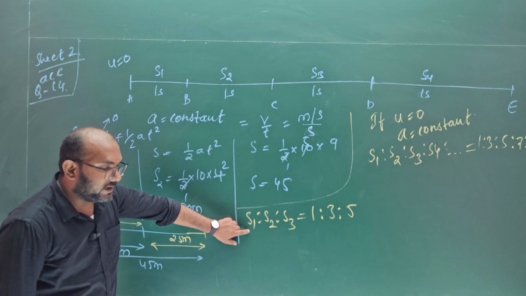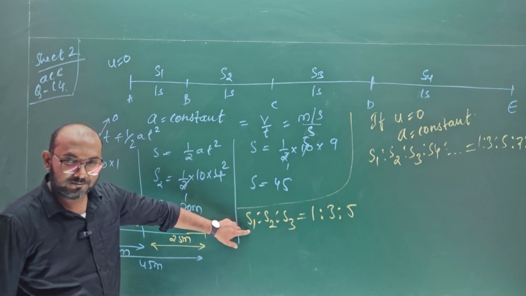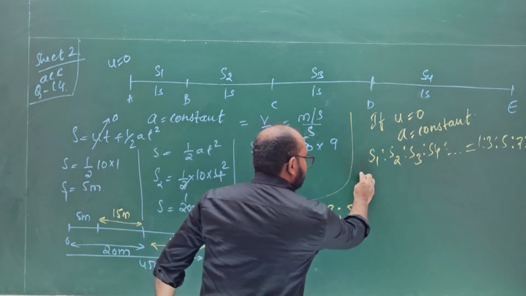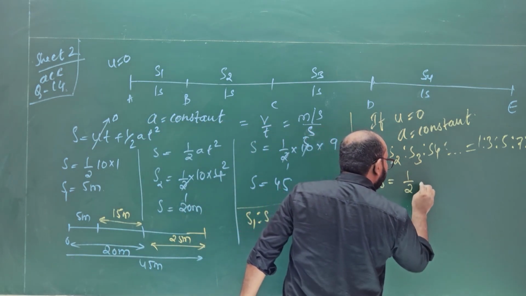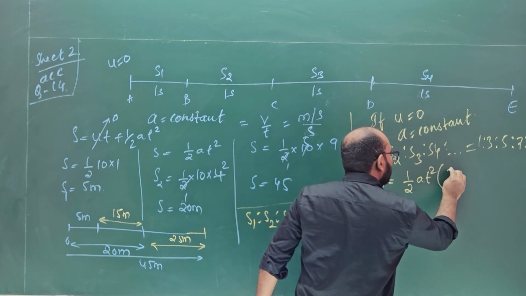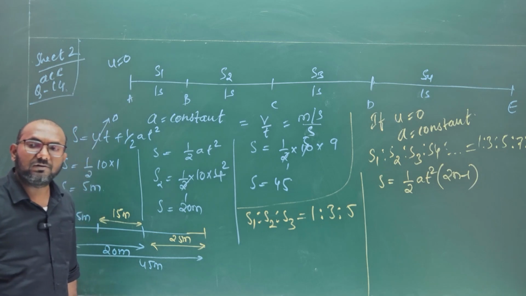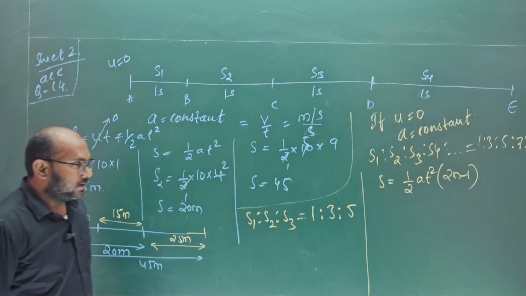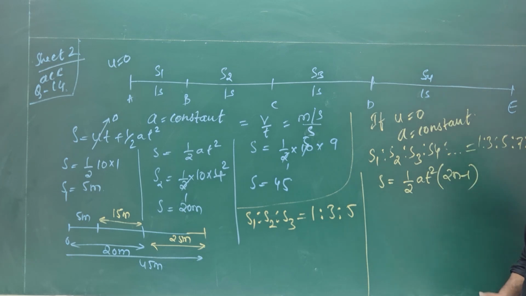This is only applicable if u is 0 and a is constant. Then this can be written as S is equal to half a t square into (2n minus 1), where n can be written as 1, 2, 3 and so on, integers. Now S is equal to ut plus half at square, and u is 0, so the initial velocity is 0.